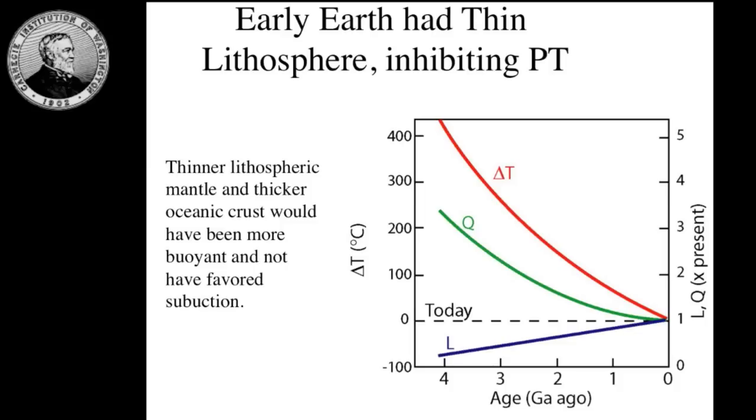If the sinking of the lithosphere is what's driving the plates, then it's logical to consider that in the early Earth it was more difficult for lithosphere to sink than it is today. Okay? Hold that thought in your mind, and the observation that I'd like you to take away from this is that this early Earth thermal structure would have worked against plate tectonics, not favored it.